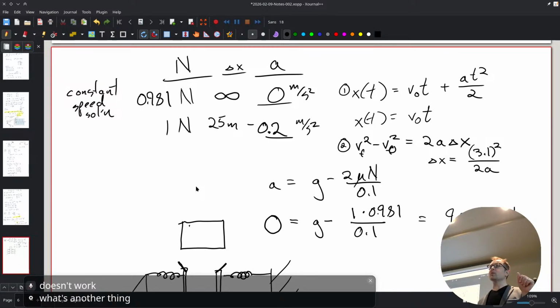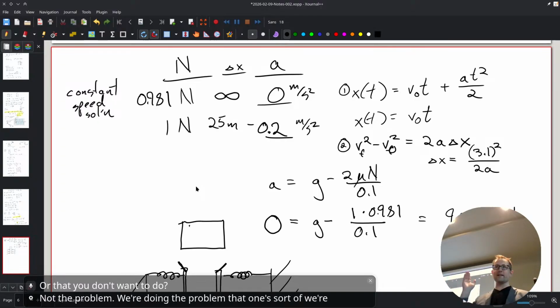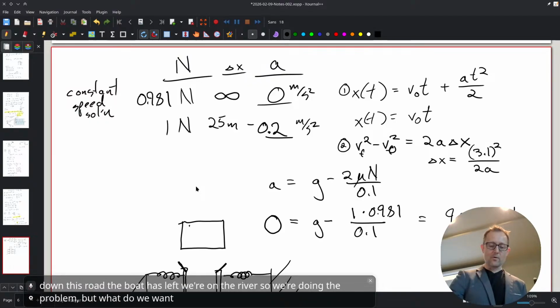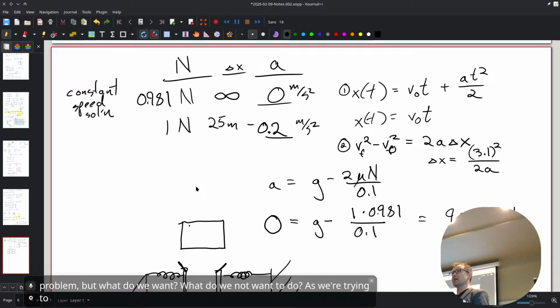What's another thing that we don't want to do? Or that you don't want to do? Not the problem. We're doing the problem. We're already down this road. The boat has left. We're on the river. So we're doing the problem, but what do we want? What do we not want to do as we're trying to stop it? Crush it. Yeah. Too much normal force is not good.